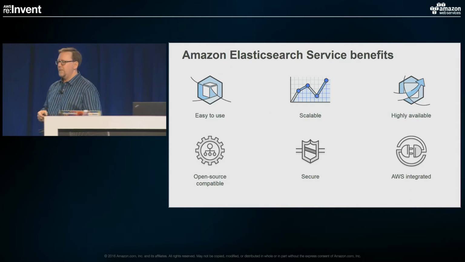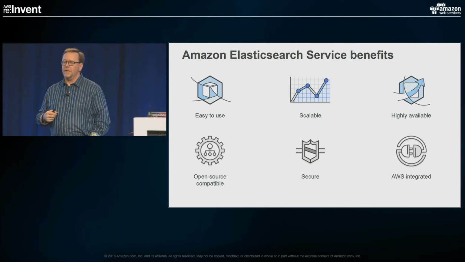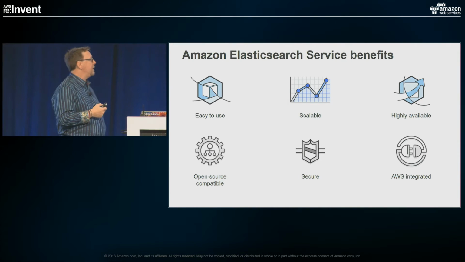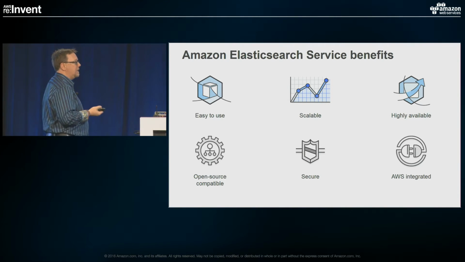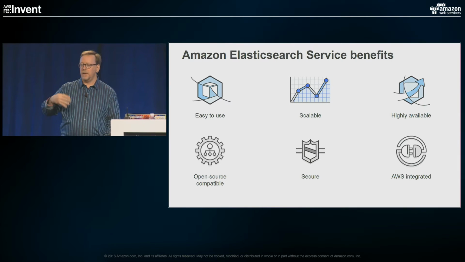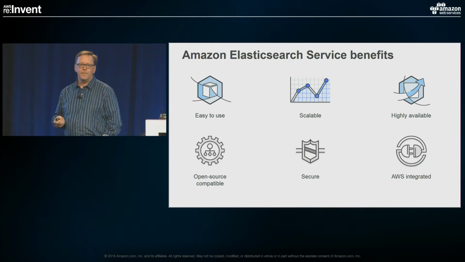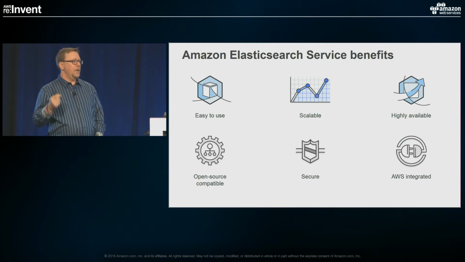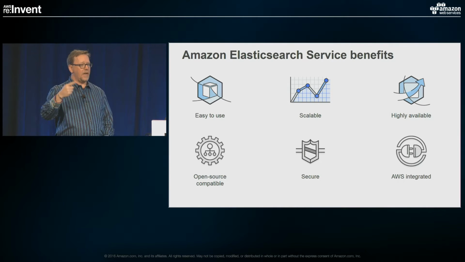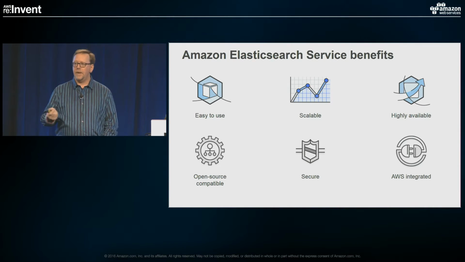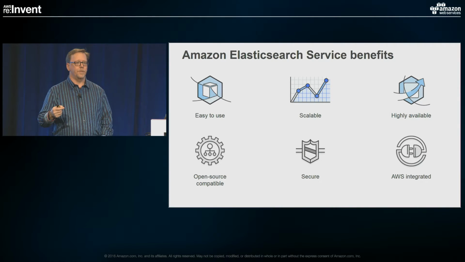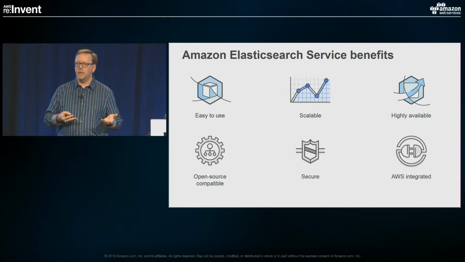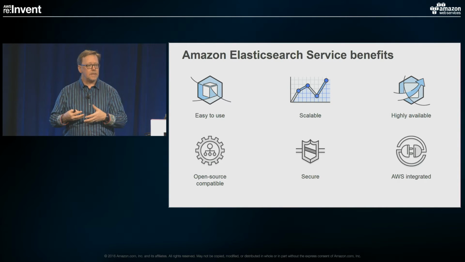And I won't belabor the benefits, but some of the benefits that we get with the service, number one, easy to use. As you saw, click, click, click, click, I get a domain, and I get a cluster. In addition, I can actually change any of the parameters that I set by making another call to update the cluster configuration. So if I want to go from M3s to R3s, I can make a single API call. The service will then bring in the new nodes, get the data transferred over.